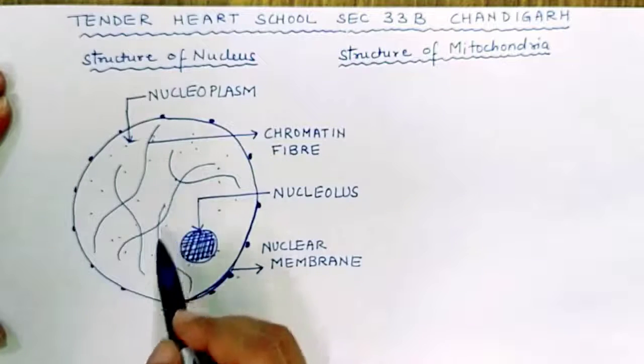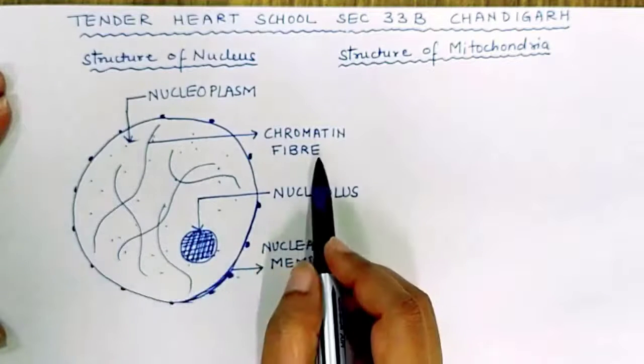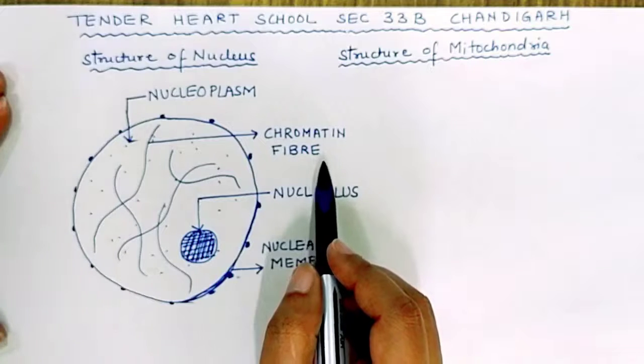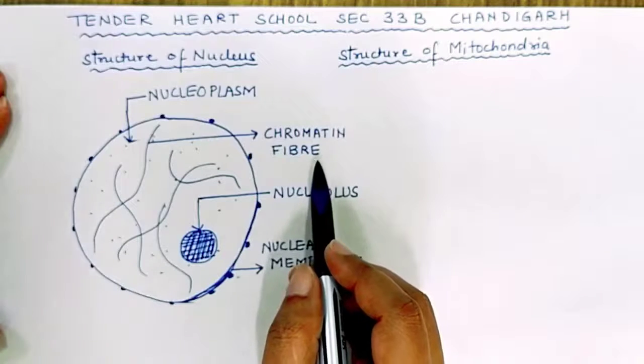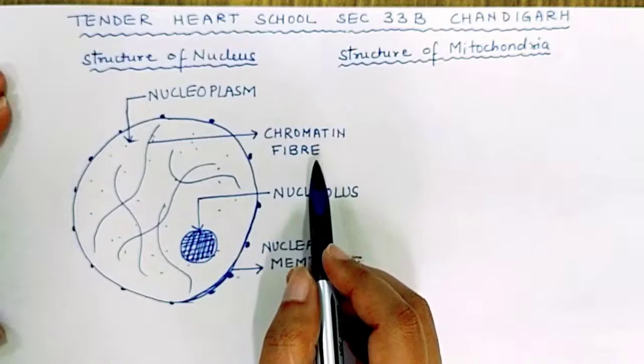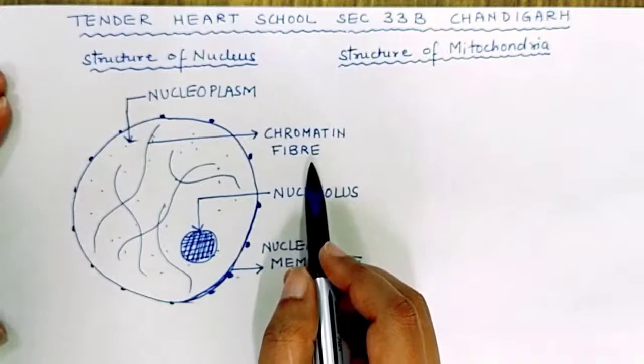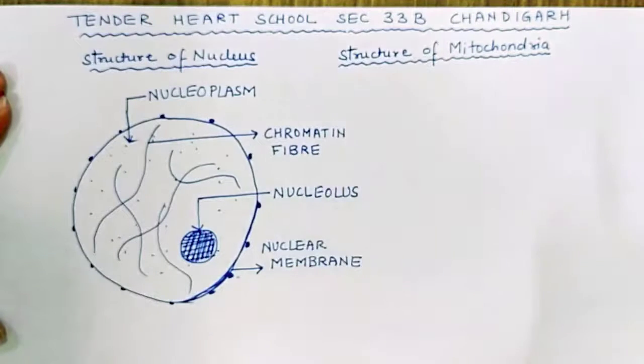Then we have thread-like structures which are called the chromatin fibers. These when condensed form the chromosomes. Chromosomes carry the genes which help in transmitting the characteristics from parents to the offsprings. So this is the structure of nucleus.